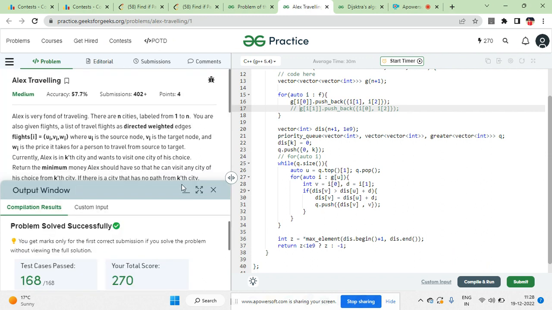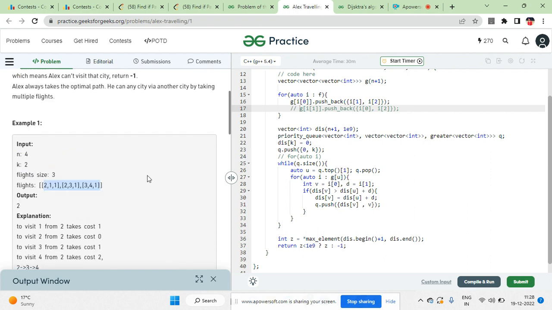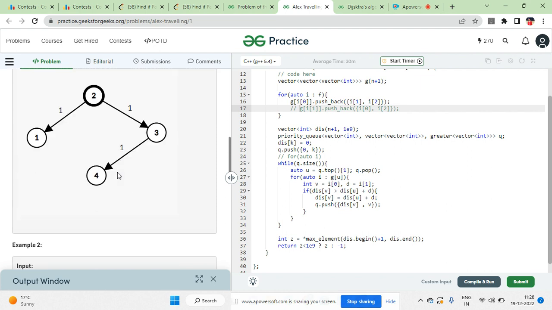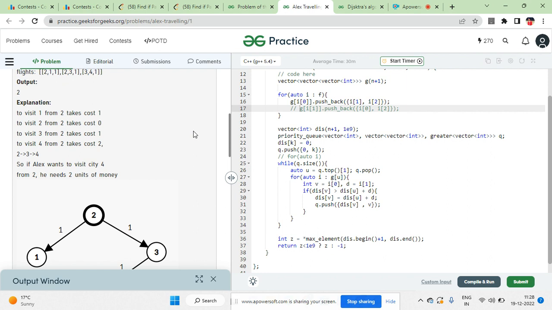This is basically again a graph problem, and you need to tell whether from one source you can reach all the destinations or not. If you can reach all the destinations, you have to print the maximum distance to a particular destination.